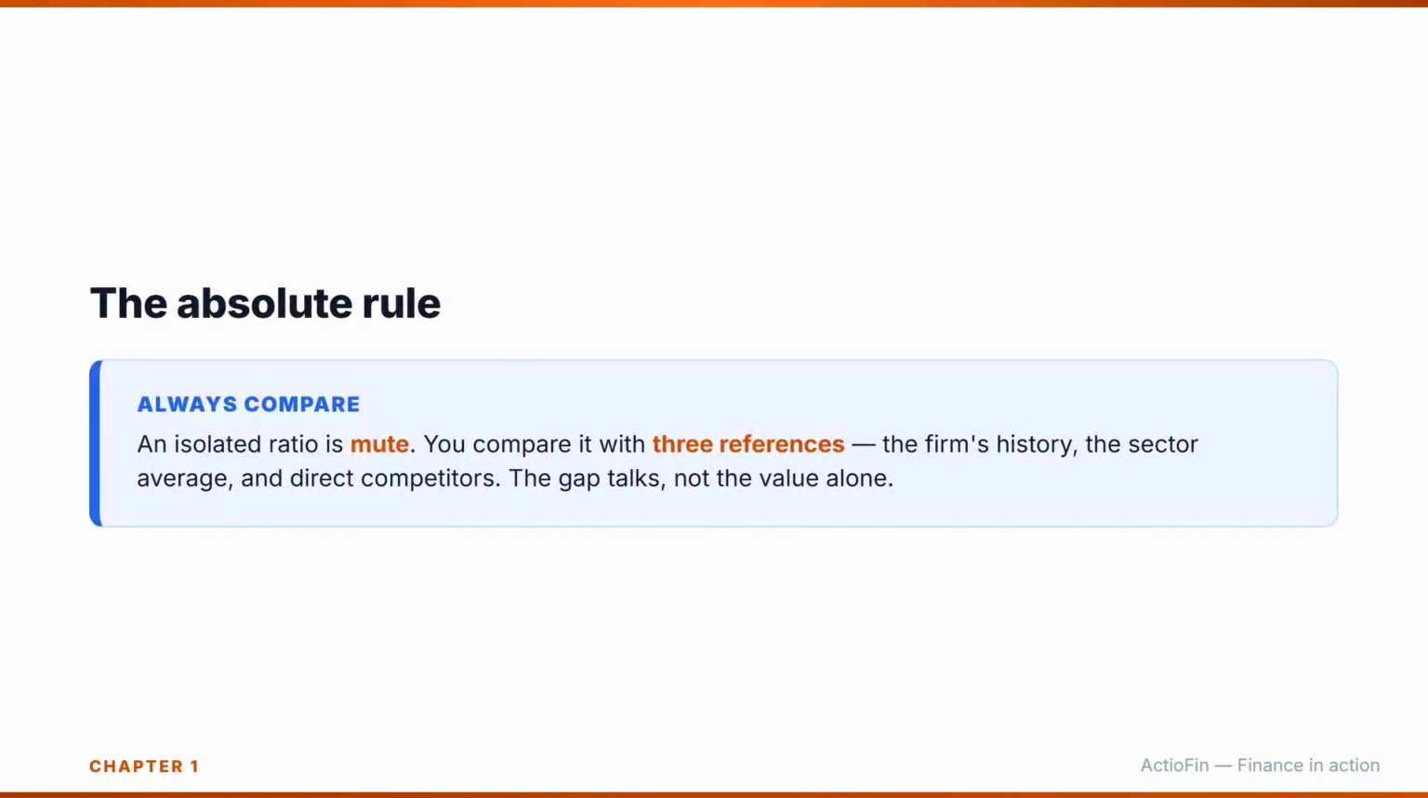The absolute rule with ratios, always compare. An isolated ratio is mute. You compare it with three references: the firm's own history, the sector average, and direct competitors. The gap talks, never the value alone.